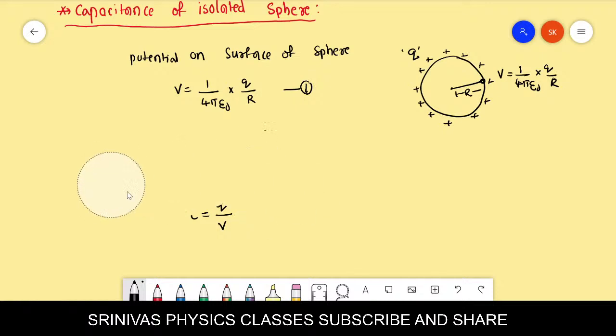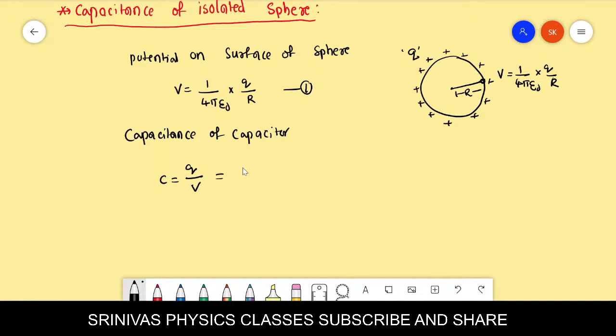I want the capacitance of the capacitor, right? What is the formula for the capacitance of a capacitor? C is equal to Q by V. Now the V formula we can write here: V is 1 by 4 pi epsilon naught into Q by R. Here Q gets cancelled, the denominator goes to the numerator, and we get 4 pi epsilon naught into R. This is the formula for the capacitance of an isolated sphere.